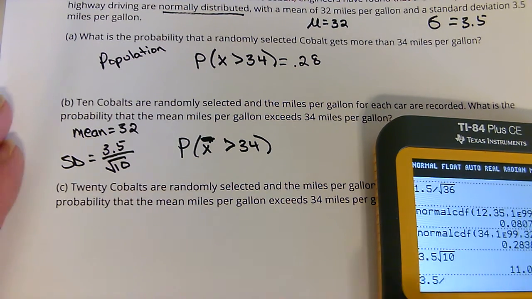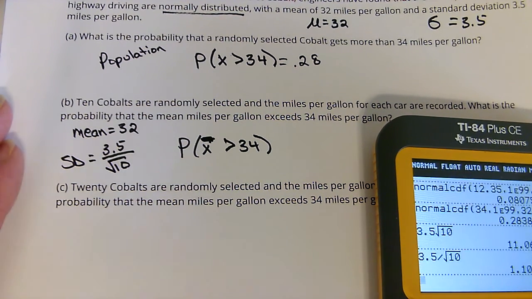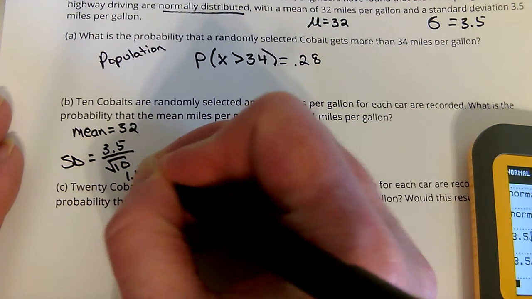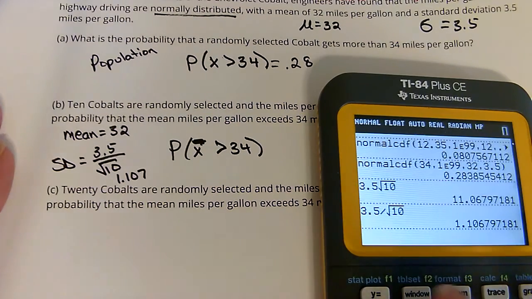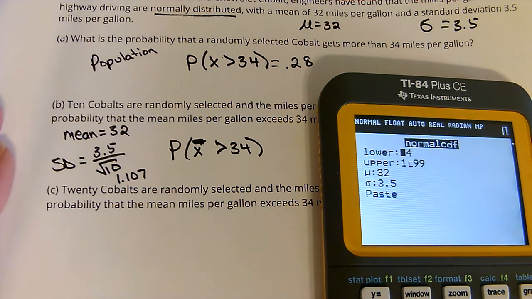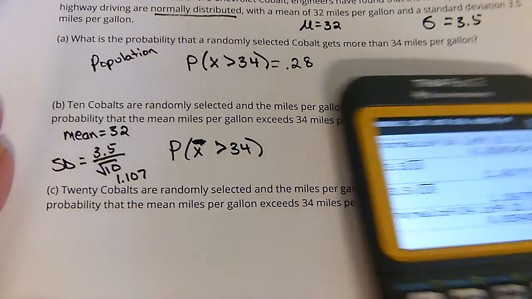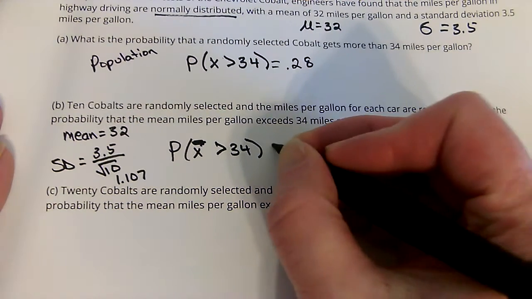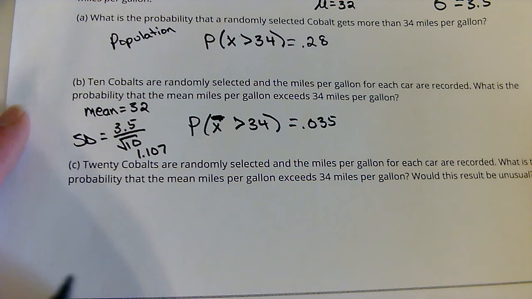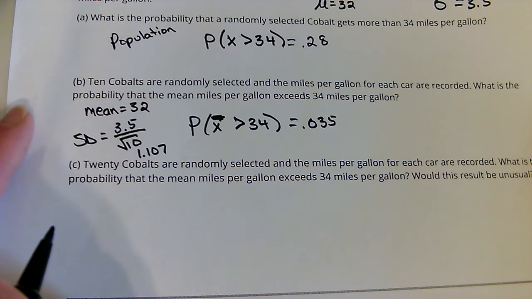Whoops, I forgot the divide by sign. 1.107 is the standard deviation. So I'm going to change that standard deviation. 1.107. So when we're talking about the sample distribution of the means, that is different than talking about the population.